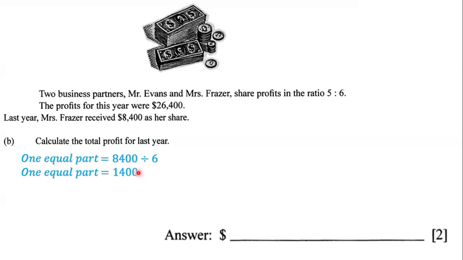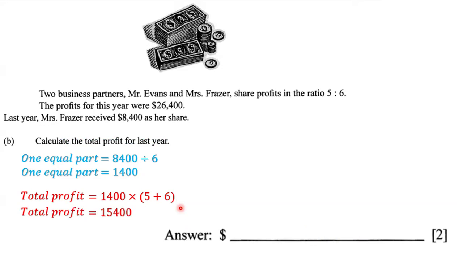But we want the total profits, which is how much Mr. Evans made and Mrs. Fraser made. And so the total profit is going to be one equal part, which is 1,400, multiplied by the sum of the equal parts, which is 5 plus 6. And 5 plus 6 is definitely 11. And when you take 1,400 and multiply it by 11, you get 15,400. And that is the total profits for last year, if Mrs. Fraser received 8,400 as a share. So the answer is 15,400.